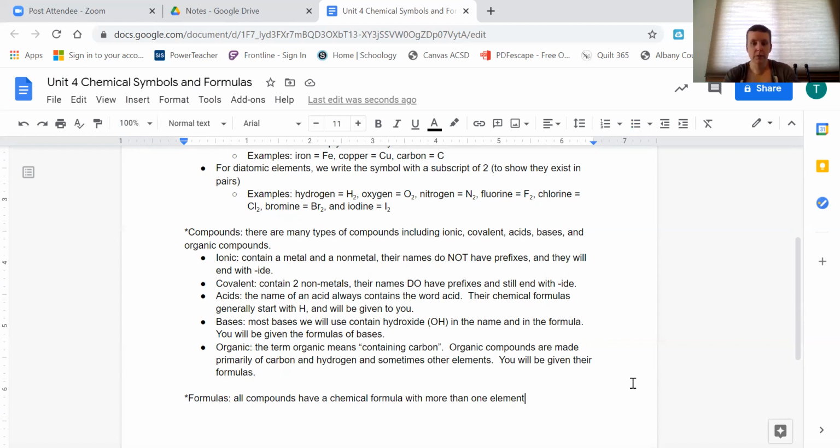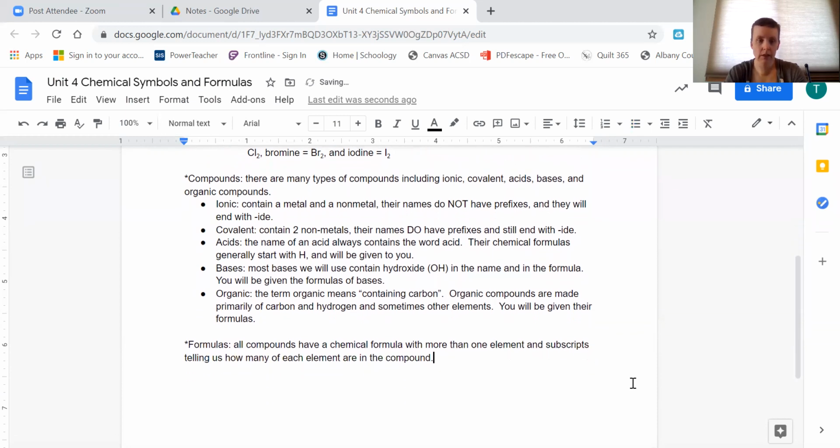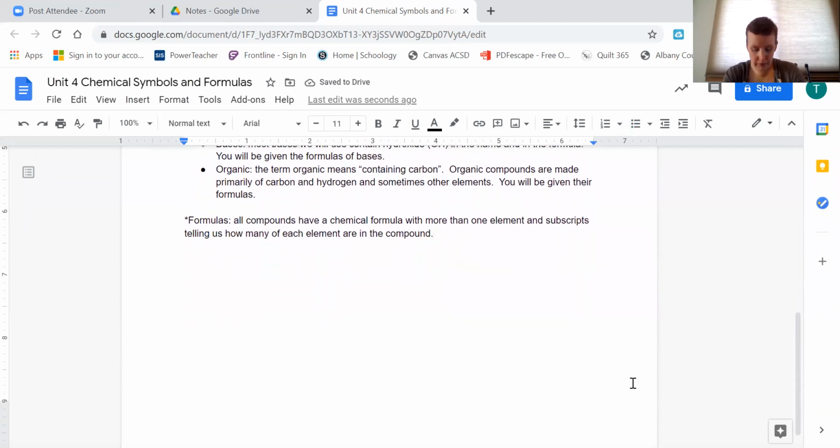All right, with more than one element, and subscripts telling us how many of each element are in the compound. Sorry, I had to find my place. So all compounds have a chemical formula. We're going to really quickly refresh how to figure those chemical formulas out. You have this in a previous part of your notes, but we're going to do this again.